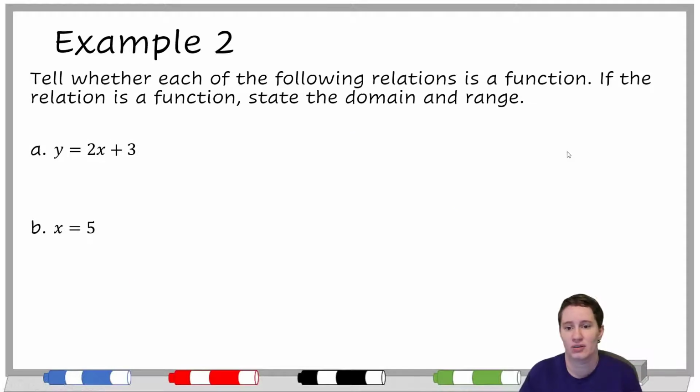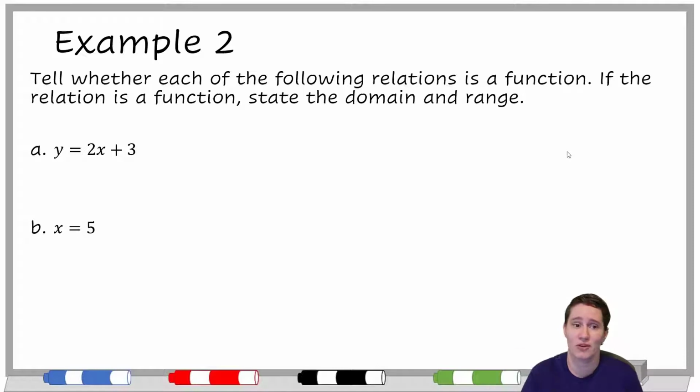Tell whether each of the following relations is a function. If the relation is a function, state the domain and range. So same instructions, but now we have 2 equations. And in the MathUC workbook, on the ones with equations, they have a place that I think they want you to make a list of points that goes with the equation, because I think they're trying to get you to relate the two situations. And that's fine. We could do that.